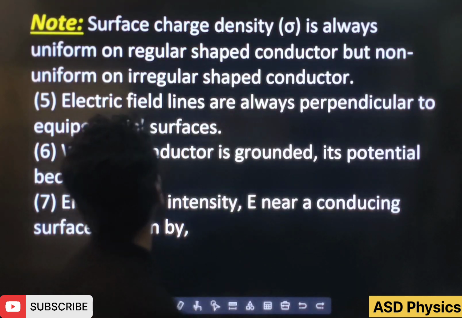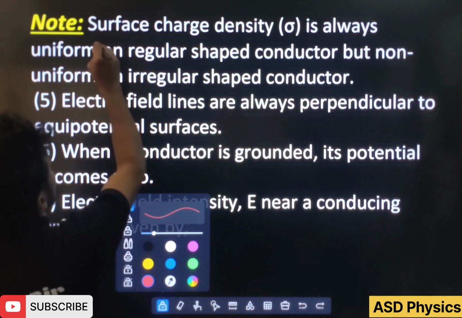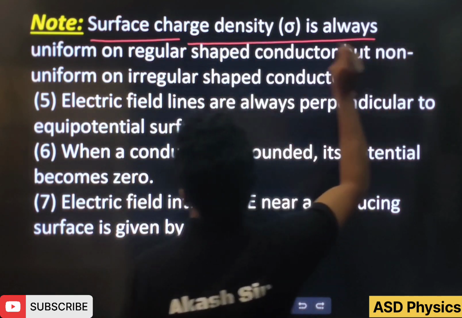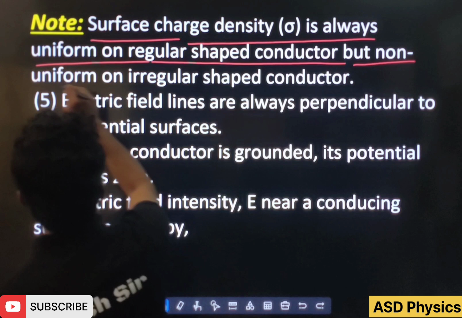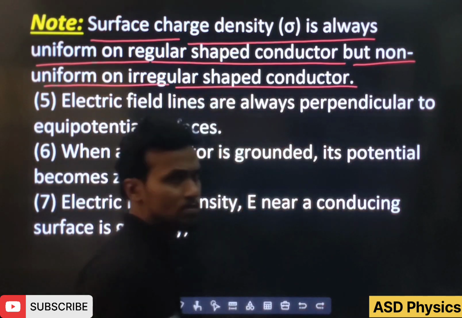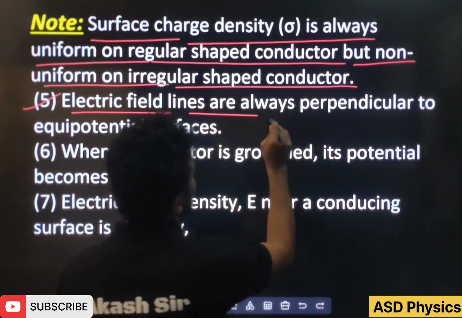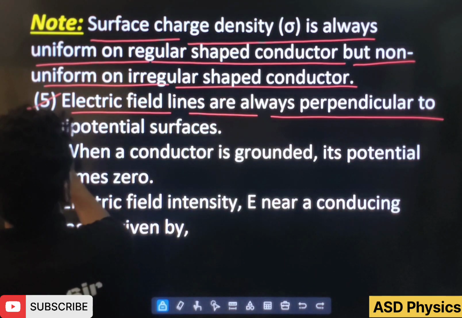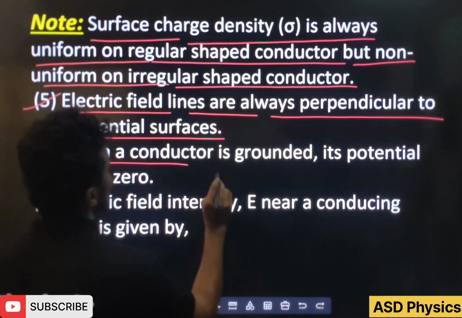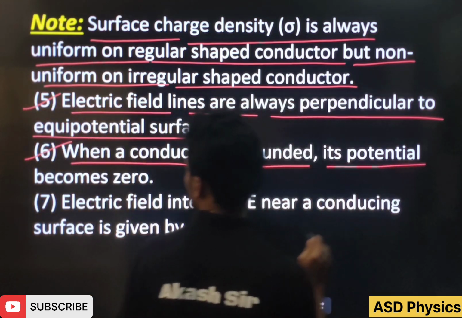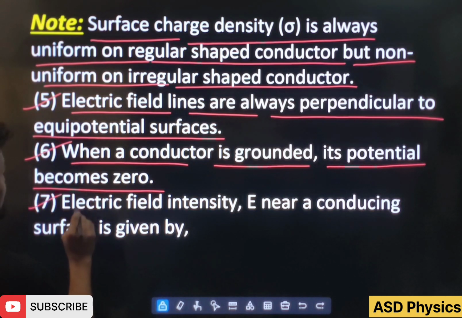Now, note as I have told you: surface charge density is always uniform on a regular shaped conductor, but non-uniform on an irregular shaped conductor. Next, electric field lines are always perpendicular to equipotential surfaces. That also I have told you. Next, when a conductor is grounded, its potential becomes 0. And the last one here.